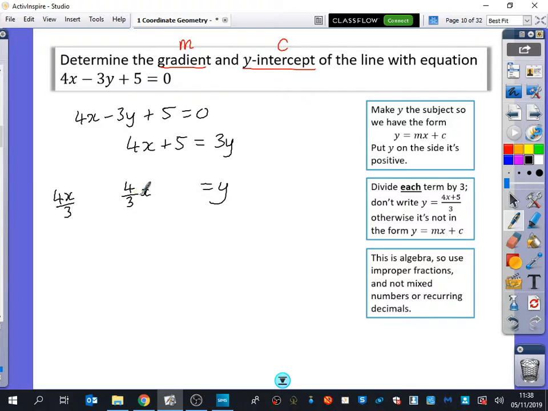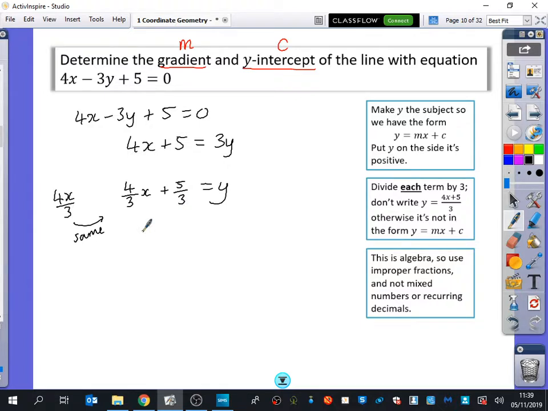So if you ever want to rewrite it to make it look better, those two things are the same as each other. And then we have plus 5 over 3. The last bit that I've written here, because this is algebra, you should use improper fractions and not mixed numbers or recurring decimals. I'd much prefer 4/3 than 1 1/3 or 1.33333 or 1.3 recurring. And I obviously prefer 5/3 as well.